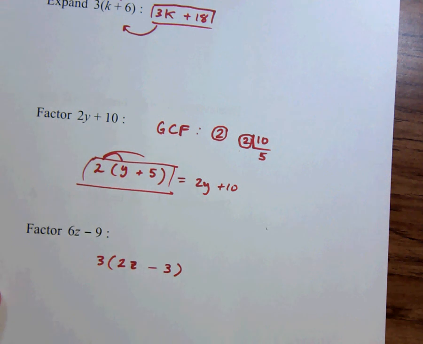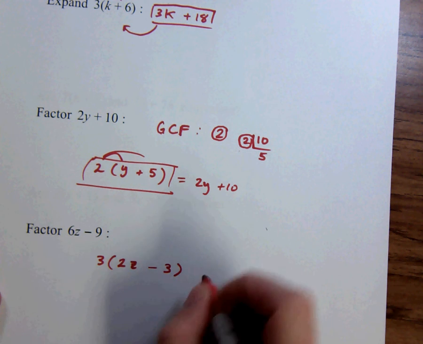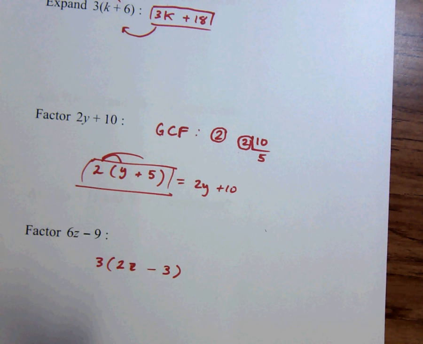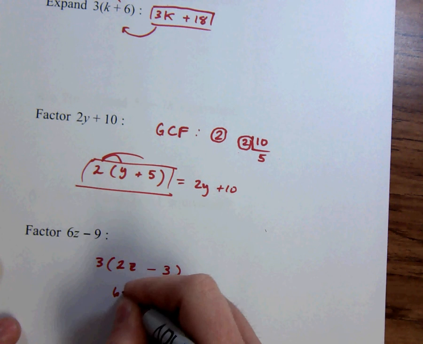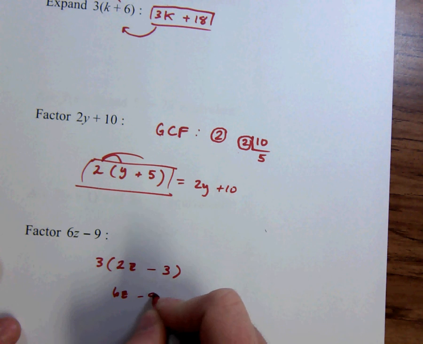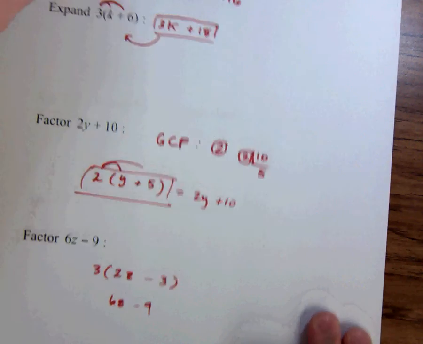Let's check ourselves. 3 times 2z, if I had 3 2z's, 3 times 2 is 6, so that would be 6z. 3 times 3 is 9, so this would be 6z minus 9. We did do it right.